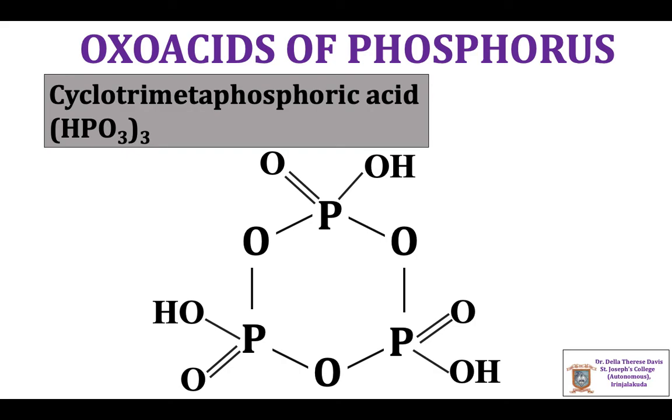It has a cyclic structure with alternate phosphorus and oxygen atoms, and each phosphorus atom is bonded to an oxygen atom by a double bond, and also an OH group is attached to the phosphorus atom. The hydrogens of the OH group are ionizable in nature. The oxidation state of phosphorus is +5 in the case of cyclotrimetaphosphoric acid.